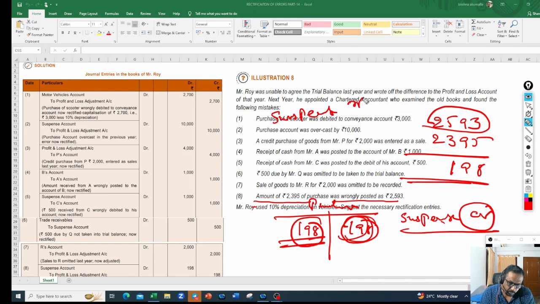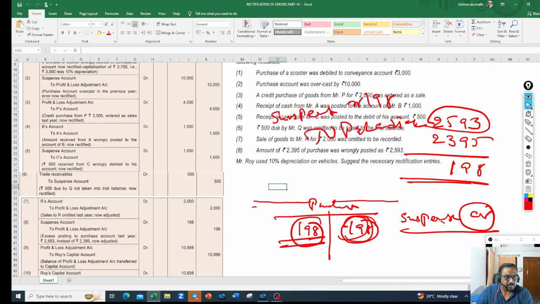If I want to rectify, what am I supposed to do? Suspense account debit 198 rupees, and I cannot credit the purchase account. Why can I not credit the purchase account? The purchase account was already closed because it pertains to the previous year. Since it pertains to the previous year, it was already transferred to profit and loss account. Since there is no purchase account now, which account am I supposed to use? Profit and loss adjustment account. So suspense account debit to profit and loss adjustment account is the entry you need to put.